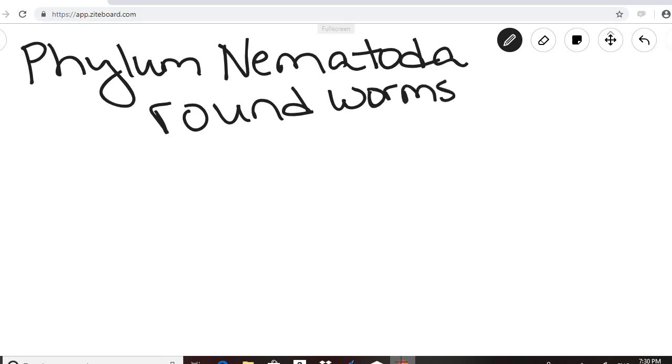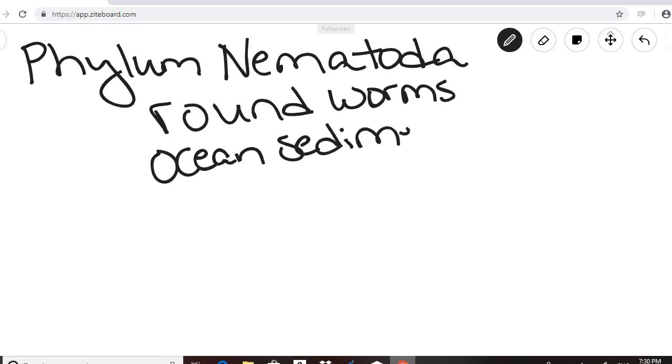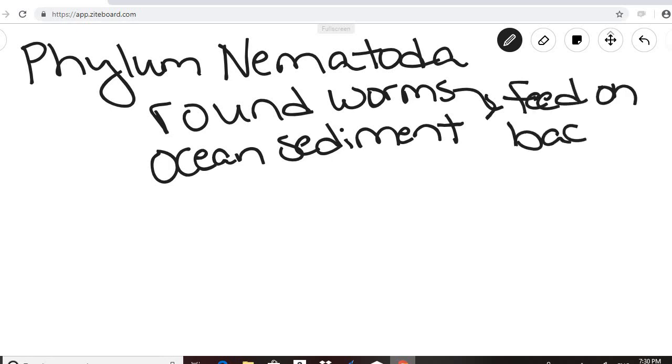So these tend to be found in ocean sediment. So the roundworms feed on bacteria. So in that sense, they perform an important function for the marine environment.